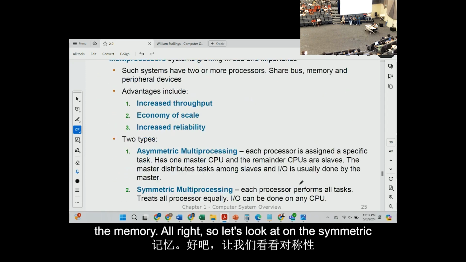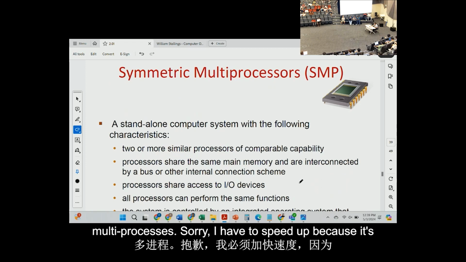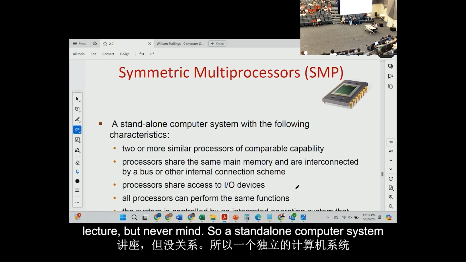All right, so let's look at the symmetric multiprocessor. Sorry, I have to speed up because it's already 12:40. I don't think 1 hour is enough for the lecture, but never mind.